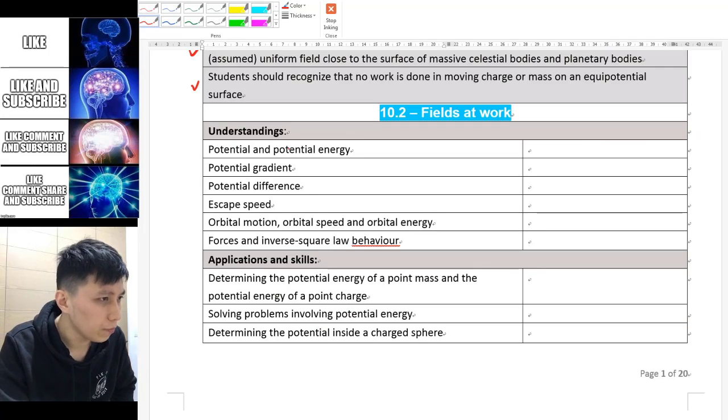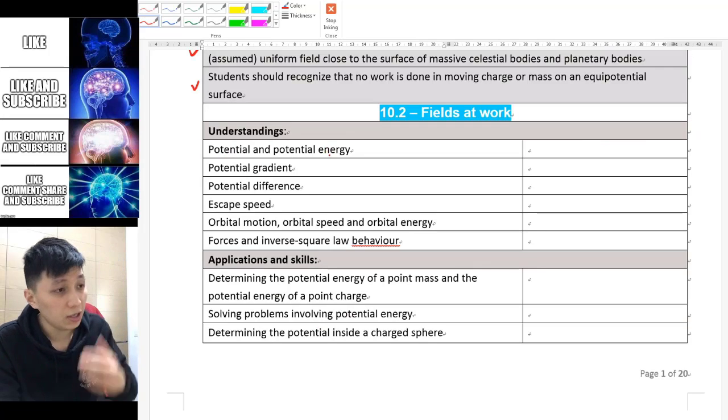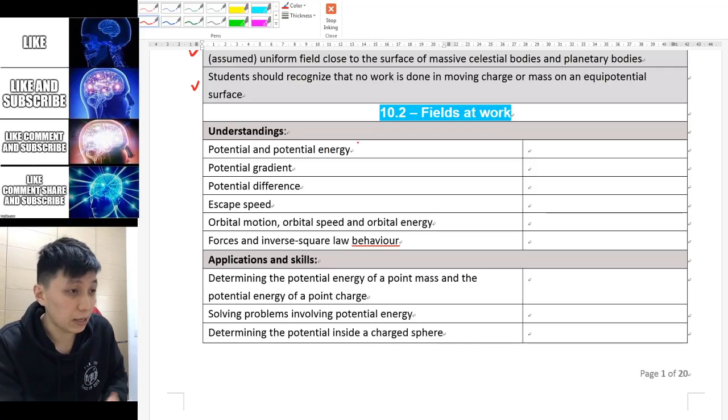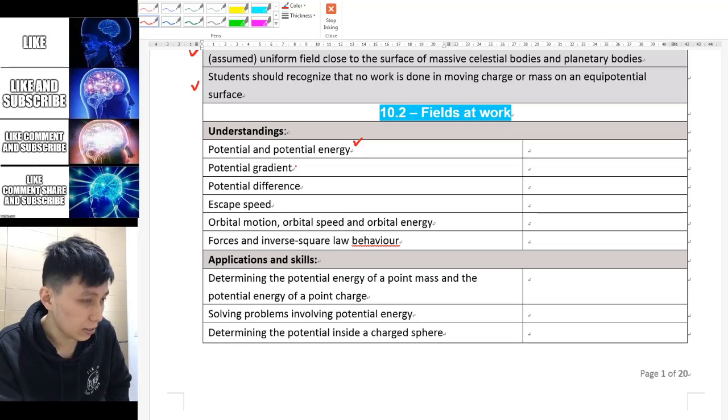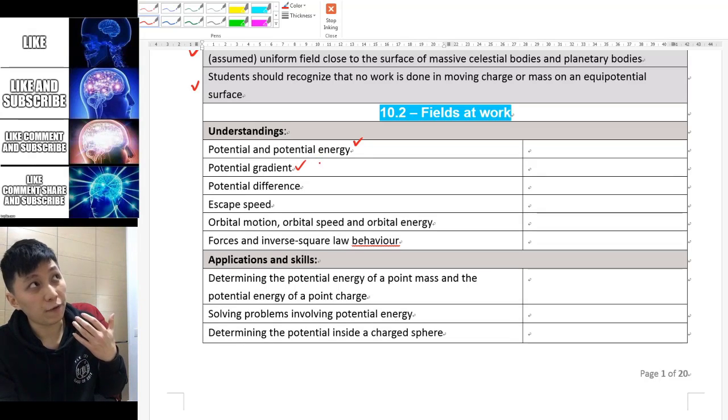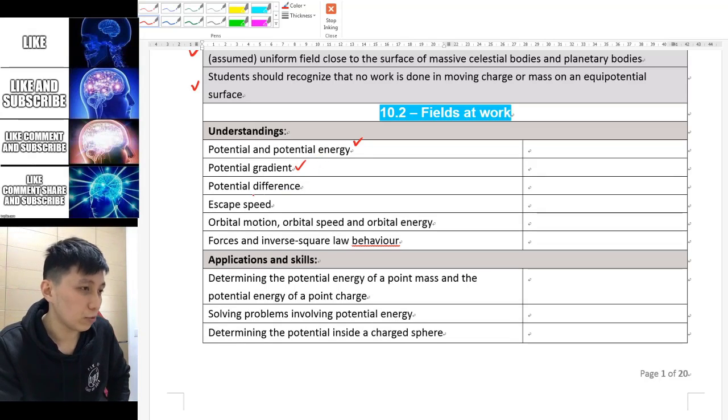Okay, 10.2, potential and potential energy, just like the equation that we have just mentioned, it should be quite direct and straightforward to you. Potential gradient is basically what I mentioned about the field strength. Potential difference, just delta V basically.